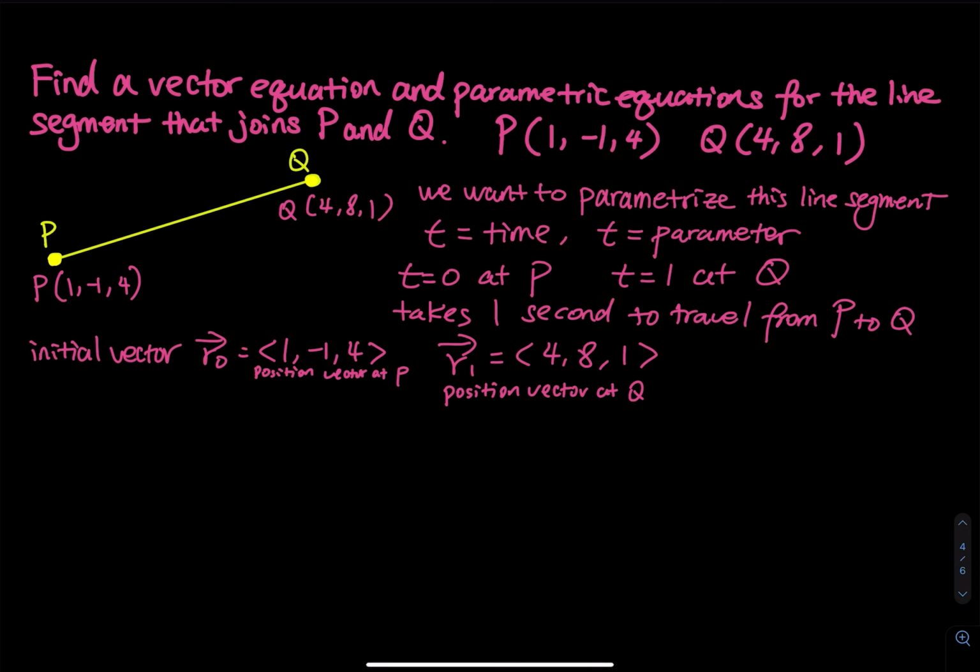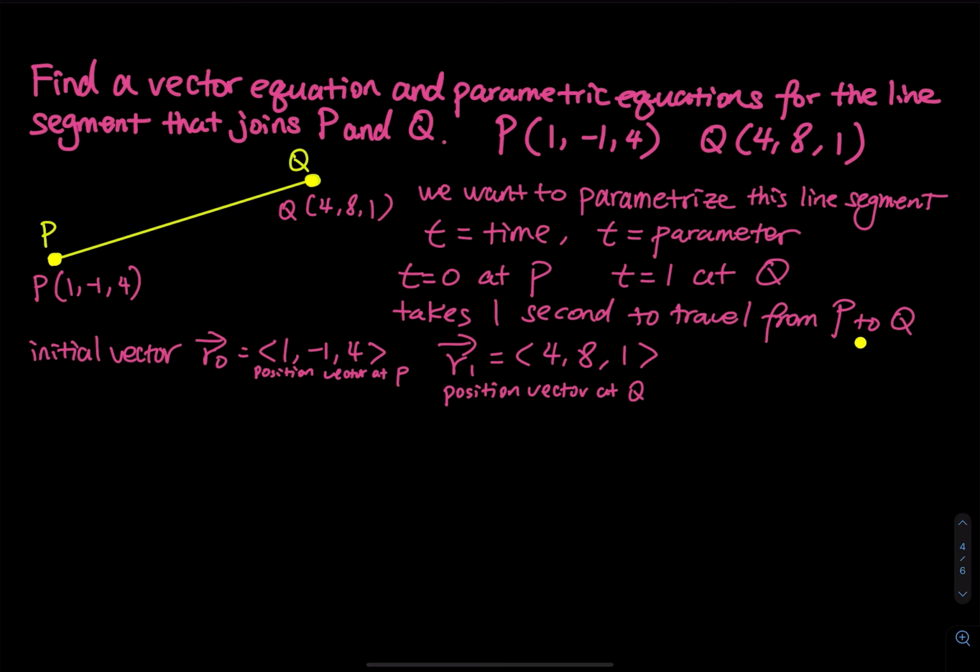What we are trying to do is parameterize this line segment, and let t equal time, and this t is a parameter. So when t equals 0, we are at point P. When t equals 1, we are at point Q. That means it takes 1 second to travel from point P to point Q.